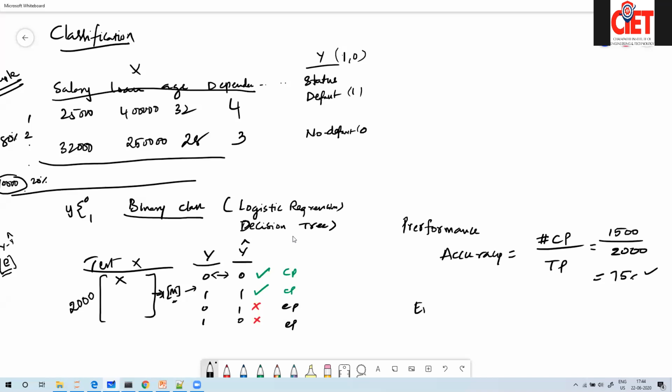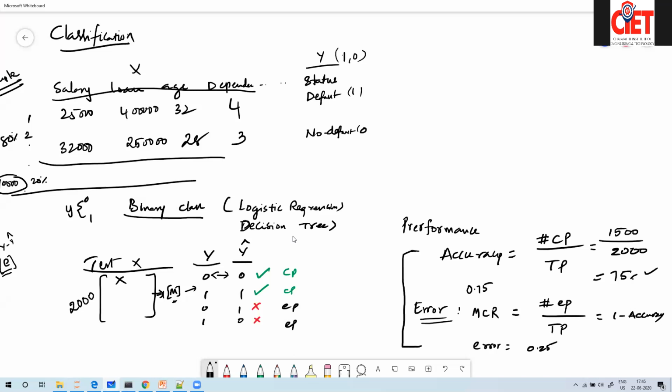Then another metric, the error metric here, is called misclassification rate, MCR. Okay, misclassification rate. That's what we call it, or simply people term it as error. So the misclassification rate is the total number of error predictions divided by total predictions. In another way, it's 1 minus your accuracy. So if your accuracy is, let's say, 0.75, then your error is going to be 0.25. Okay, so these two metrics are typically used along with the classification problem.